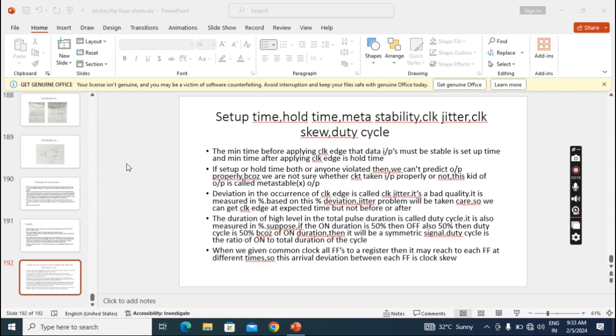Suppose we say the duty cycle is 50%, then the on duration is 50% and the remaining 50% will become the off duration. So here the duty cycle is 50% because the on duration is 50% of the whole duration of the clock pulse. Okay, then in that case it will become a symmetric clock signal. Suppose I say the duty cycle is 30%: out of 100% of the signal duration, only for 30% the signal is high. The remaining 70% the signal is low. Okay, this is about duty cycle.